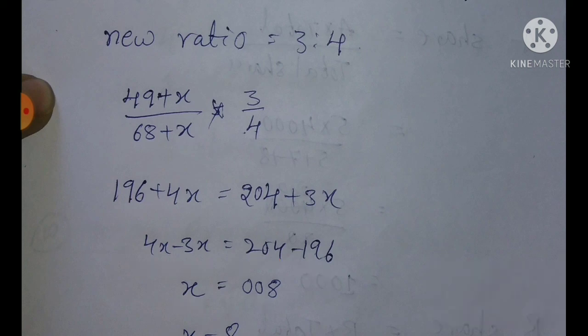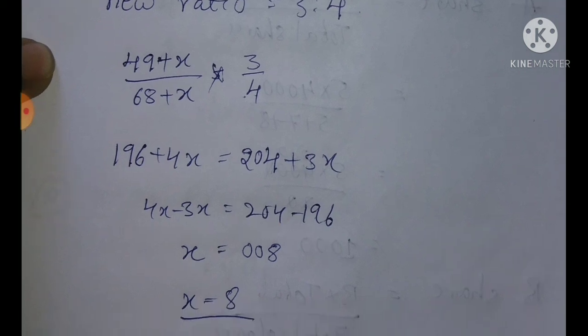So if we add 8 to 49:68, the new ratio will be this. If we then add 8 to the numbers, the new ratio will become 3/4 or 3:4.